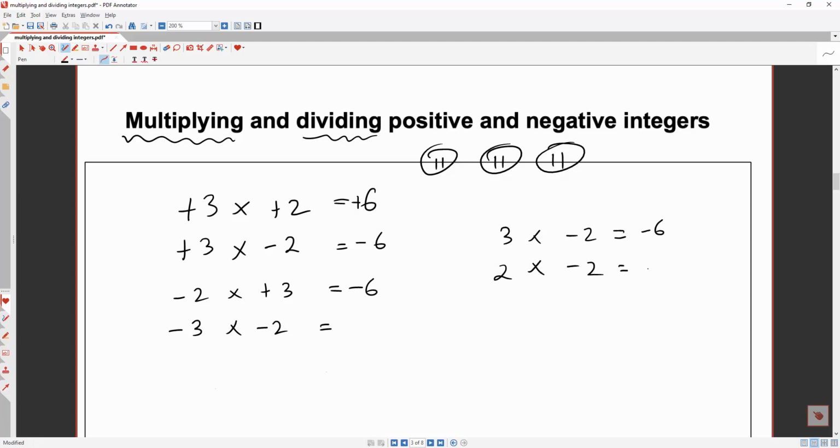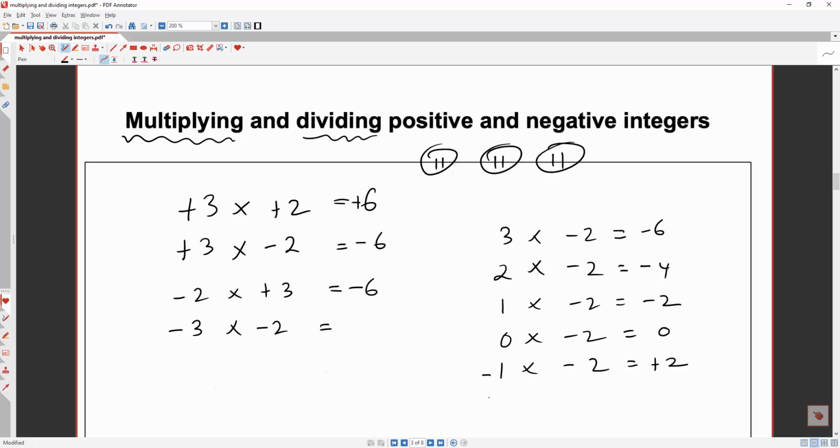Now 2 lots of negative 2 will be negative 4, because a positive multiplied by a negative is a negative. 1 lot of negative 2 is negative 2. 0 lots of negative 2, well 0 times anything is just 0. Alright, let's do negative 1 times negative 2. So you can see here we're going down by 1: 3, 2, 1, 0, negative 1. Now, if we can see the pattern here, we're going from negative 6, negative 4, negative 2, 0. This one has to be positive 2, which means that it looks to be the case that a negative times a negative is a positive.